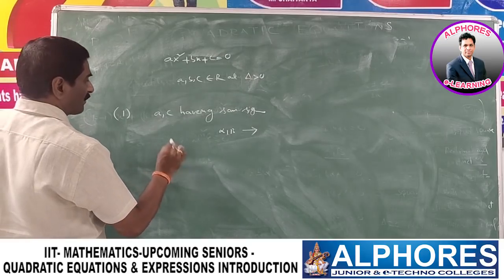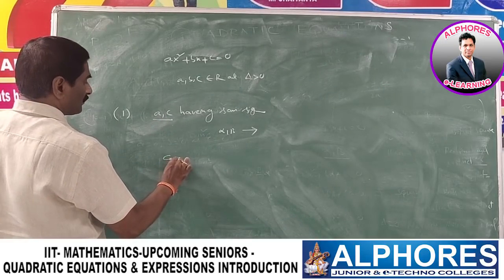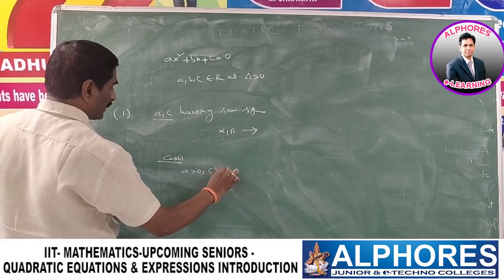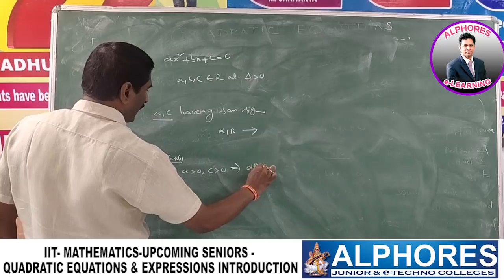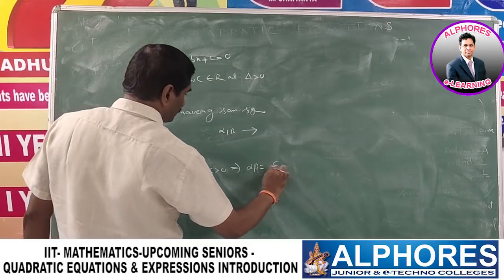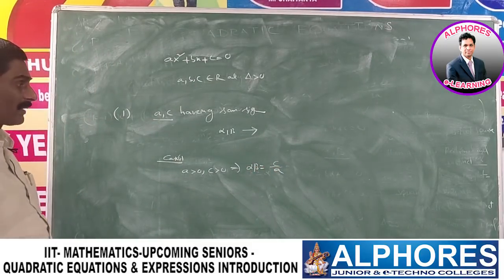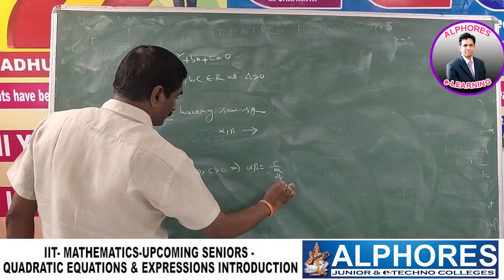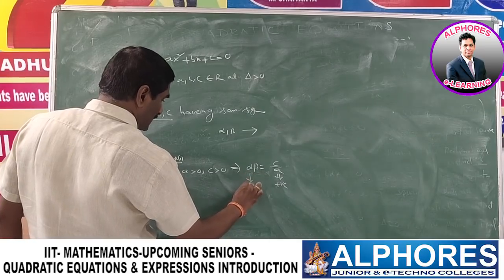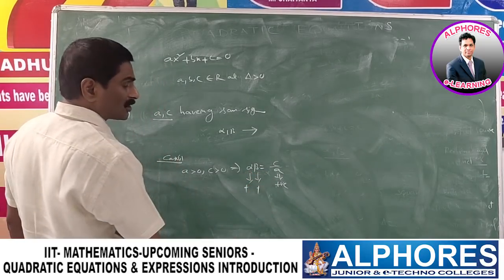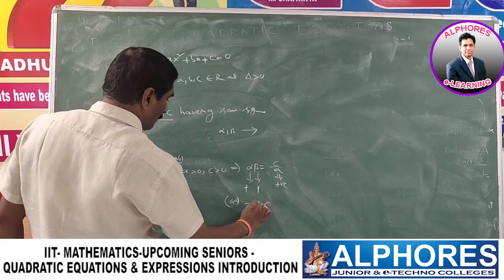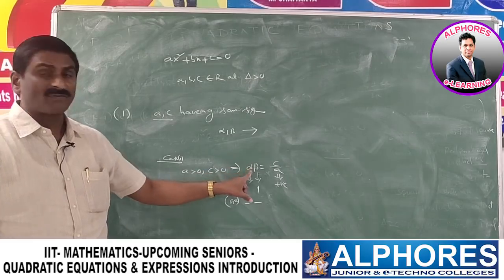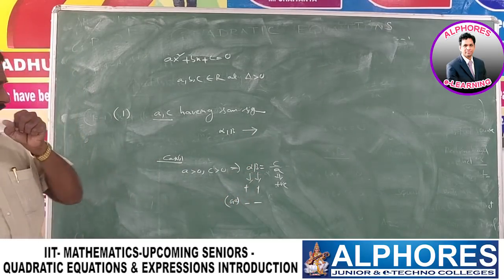Suppose a and c have the same sign. Let a greater than 0, c greater than 0. Then the product of the roots alpha beta is equal to c by a. A greater than 0, c greater than 0, so it is positive. It is possible when alpha is positive and beta is positive, or alpha is negative and beta is negative. If a and c have the same sign, then alpha and beta have the same sign. Case 2.